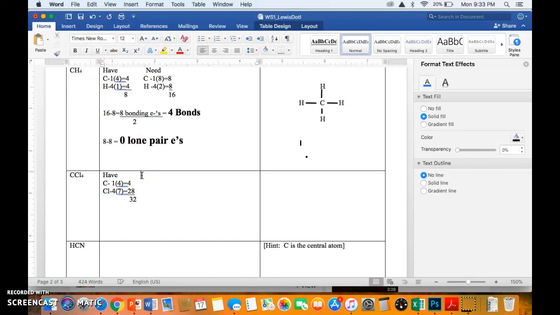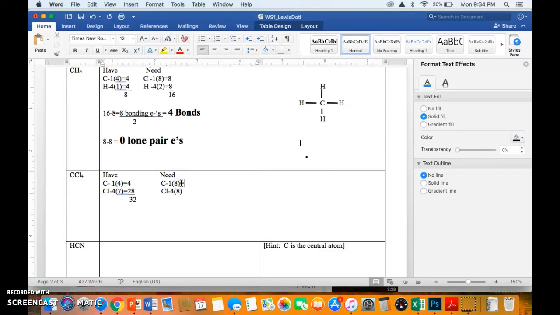Then I go to step 2. Step 2 is need. I do the same thing. I list my elements and how many of each there are. I have 1 carbon. I have 4 chlorines. Okay? And then I list how many valence electrons each of these elements needs. Remembering, every element needs 8, except hydrogen, which only needs 2. So you're going to see a lot of 8s here. It's always going to be 8, except for hydrogen, which is 2.